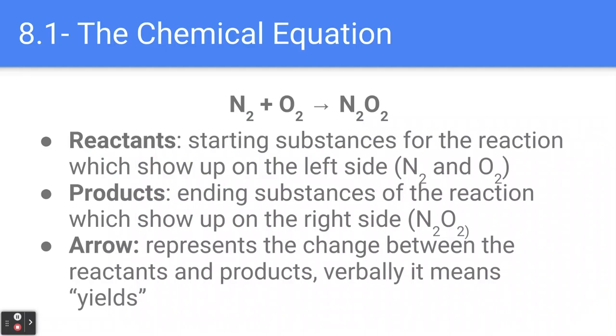So, the chemical equation in general looks something like this. Your reactants are the starting substances for the reaction, which show up on the left-hand side. So in this case, it would be nitrogen and oxygen. And then your products are the ending substances of the reaction, which show up on the right side. So in this case, it would be your N2O2. Now that arrow represents the change between the reactants and products, and when we verbally talk about the arrow, we would say yields. So for this, we could say nitrogen and oxygen yield dinitrogen dioxide.